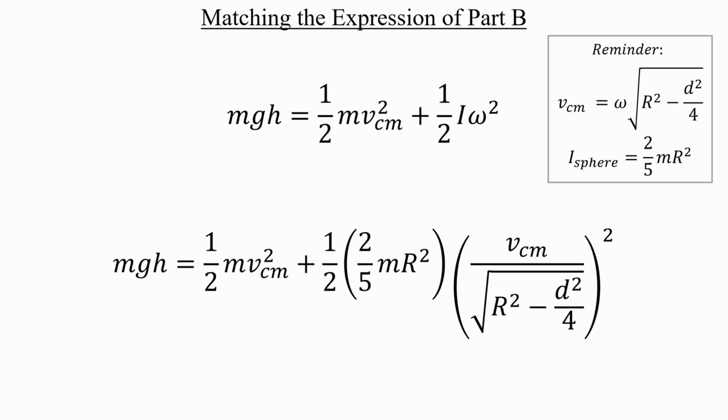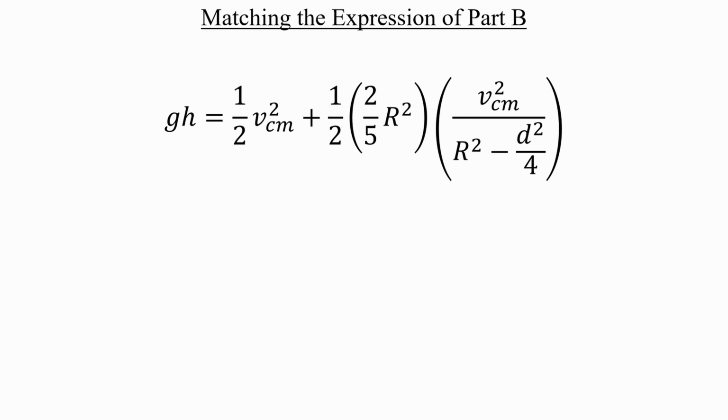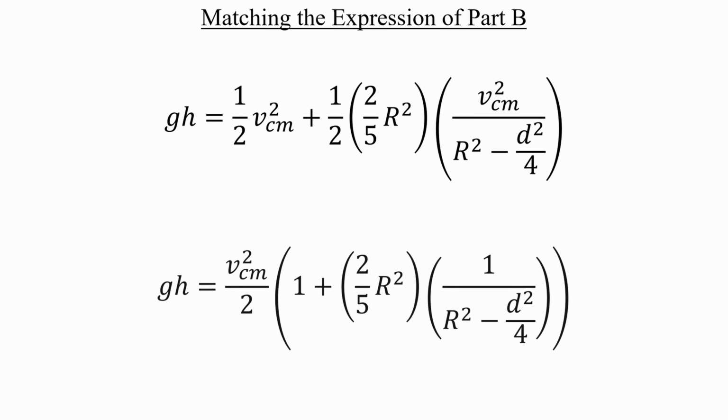Notice that we get the mass of the ball in each term on both sides. So let's cancel that out. Additionally, let's distribute the square to the numerator and denominator found at the end. We end up getting 1/2 and the center of mass velocity squared in both terms on the right. We'll need to factor those out to move on.